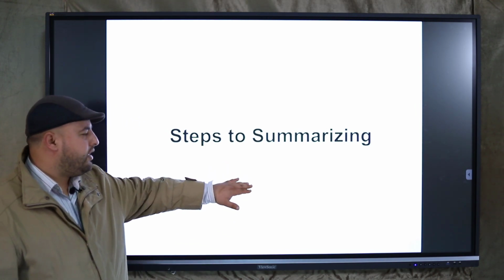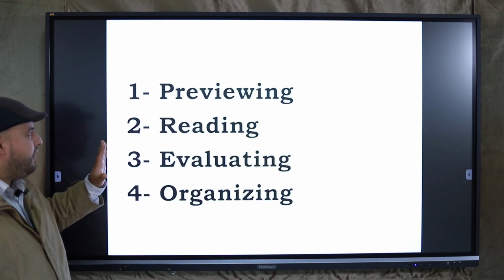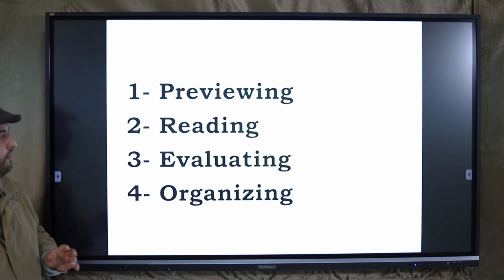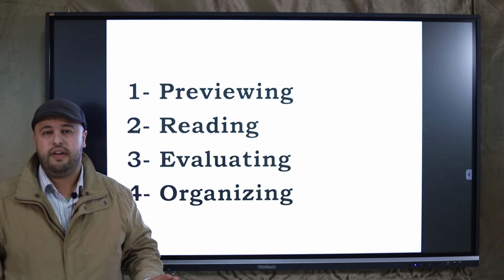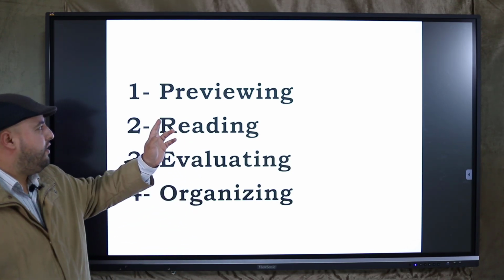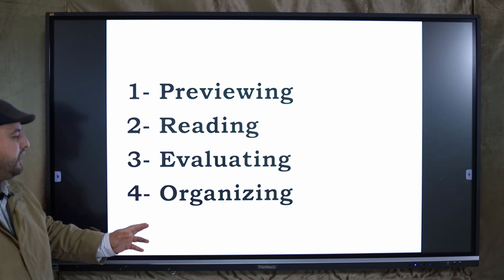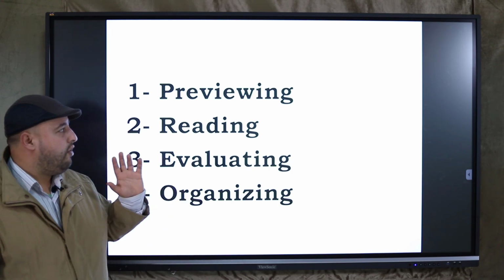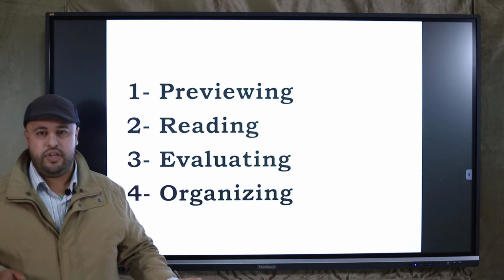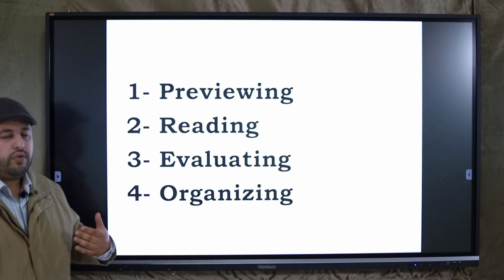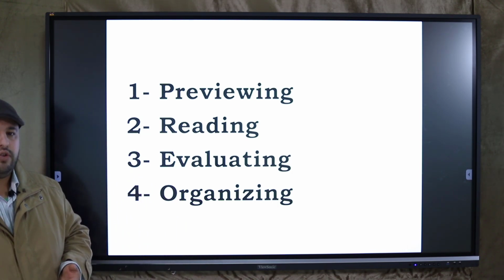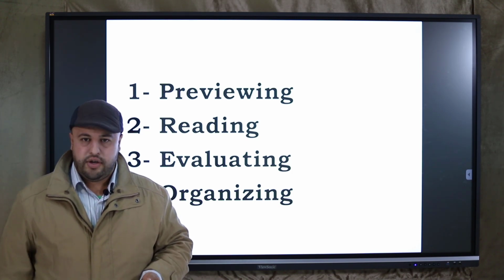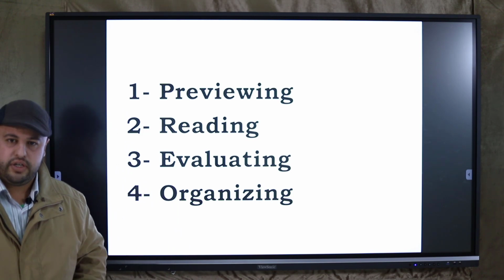Okay, now steps to summarizing. There are 4 steps that are very crucial and practical for writing an effective summary. The first one is previewing, then reading, evaluating, and organizing. Of course, all of these 4 steps are very interconnected with each other, and as a result you are going to write very practical, accurate, well written and well organized summaries.